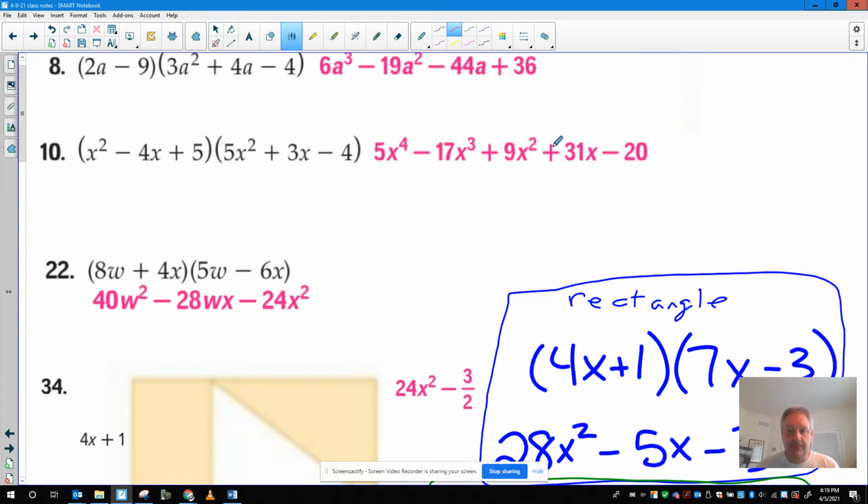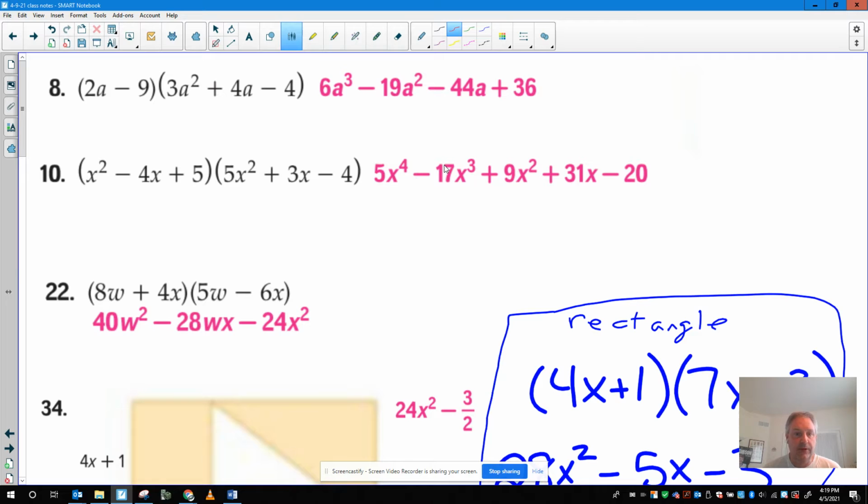Well, good afternoon, everyone. I want to first go over a few problems from last night's homework that I think were a little more difficult. So the first couple, you would just distribute, like number 8, you would just distribute the 2a to the trinomial and then the -9 to the trinomial. Number 10, you would distribute all three of these, like you would start by distributing the x squared to all three of these, then the -4x to all three, and so forth.